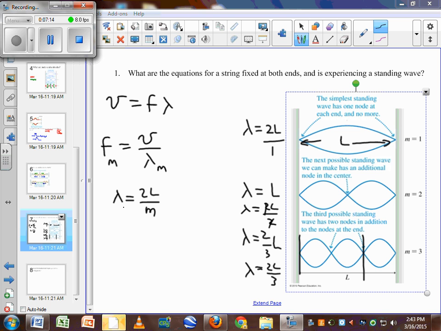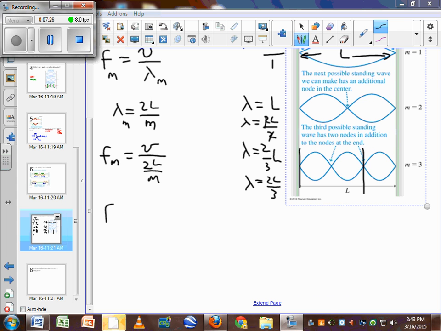So we're going to go ahead and plug that in. And so we get our frequency equals v all over 2L all over m. And if we rearrange this, what we end up with is m, being the harmonic, times v all over 2L. So that's our equation for calculating the frequency of a wave on a string.